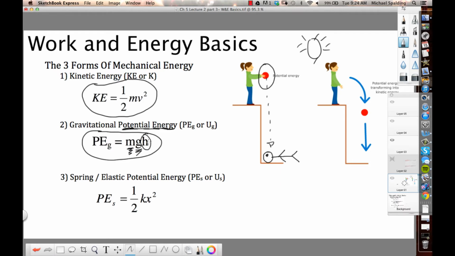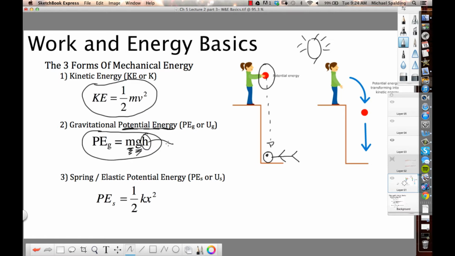H is the one tricky thing. H is defined as the vertical height above the 0 point. It's in the Spaldo notes. It's the vertical height above the 0 point. Now guys, what's the 0 point? The 0 point is where you measure H from.